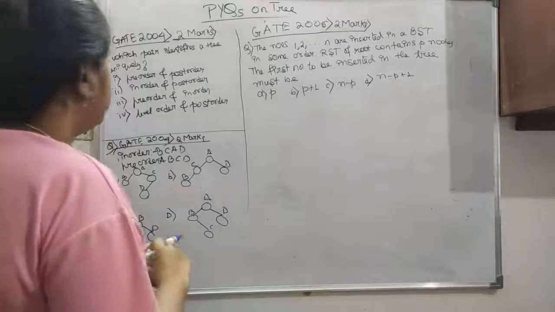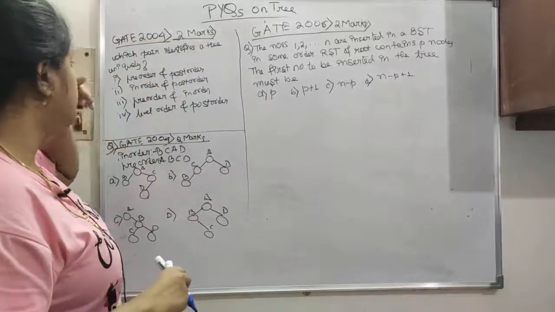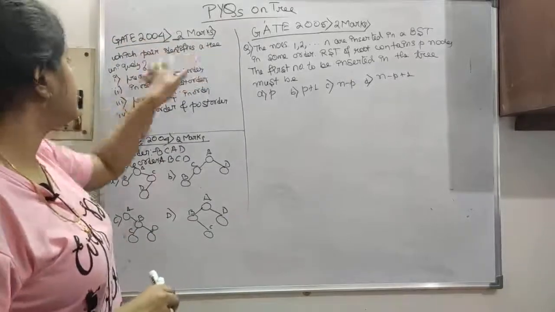So our next set of questions, let's see here. 2004, 2 marks question, it was asked which pair identifies a tree uniquely.